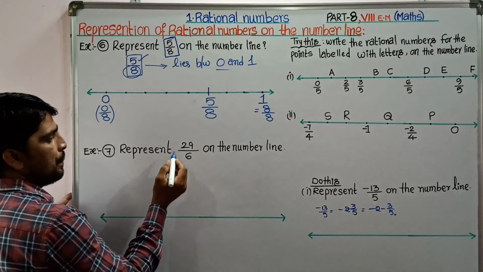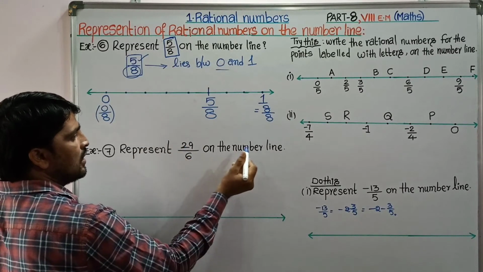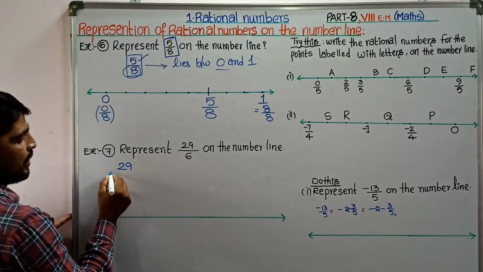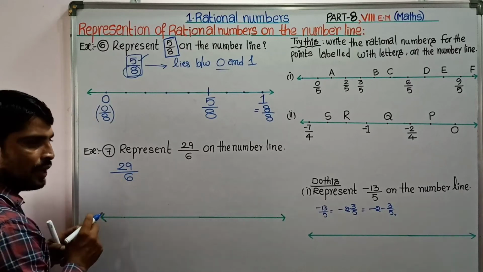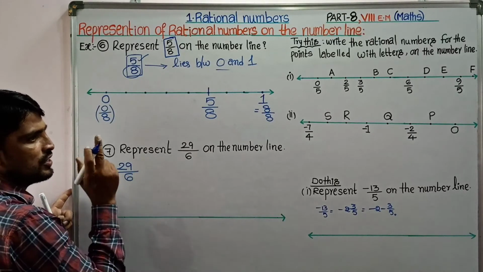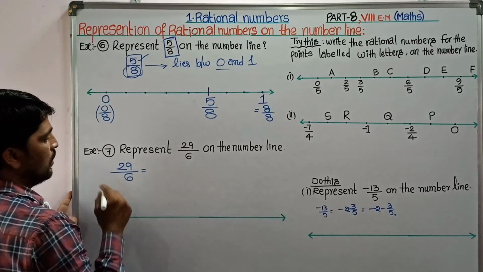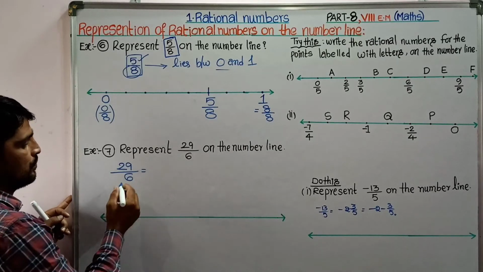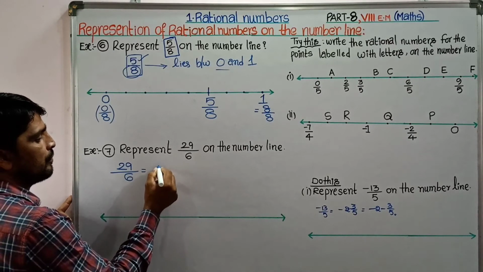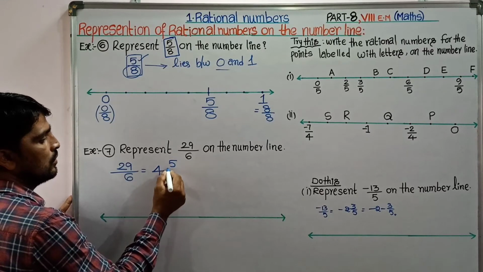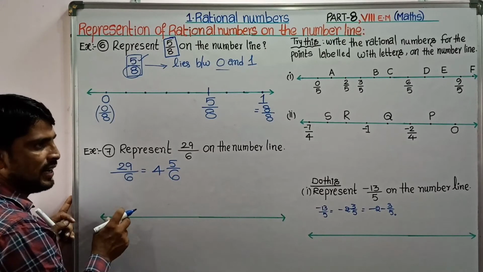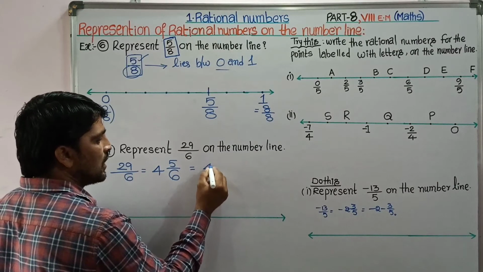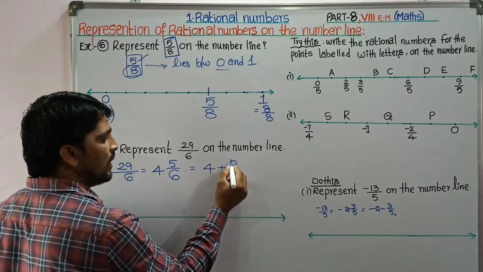Next, example 7. Represent 29 by 6 on the number line. But we know that 29 by 6 is an improper fraction, and every fraction is a rational number. So 29 by 6 can be expressed as a mixed fraction. Since 6 fours are 24 and 5 is the remainder, 29 by 6 can be expressed as 4 whole 5 by 6. Also, 4 whole 5 by 6 can be written as 4 plus 5 by 6.